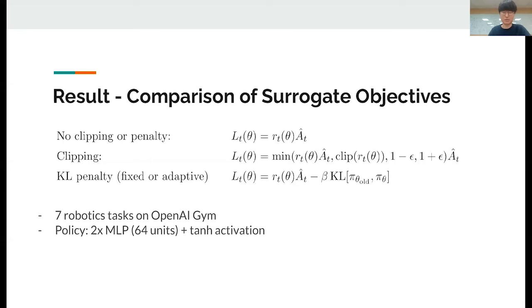The first evaluation is comparing several methodologies and searching for the best hyperparameters. For the comparison, there is the baseline loss function with neither clipping nor penalty. And for the KL penalty, the authors evaluated both fixed and adaptive penalty coefficients. The experiments used 7 simulated robotics tasks, which are simple examples of continuous control. Policies are modeled as 2 fully connected layers for all tasks.